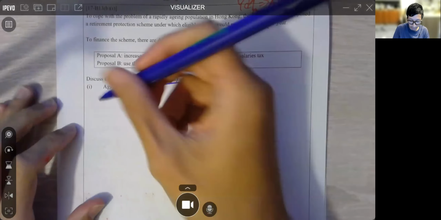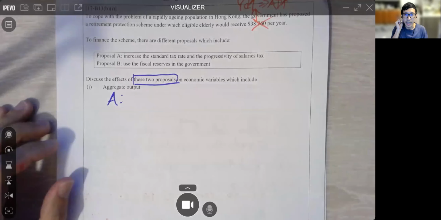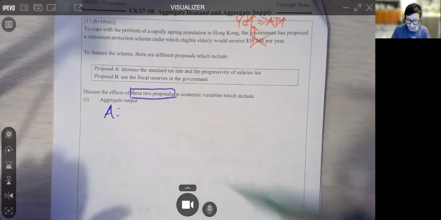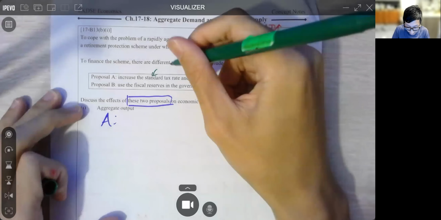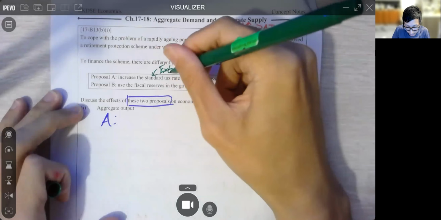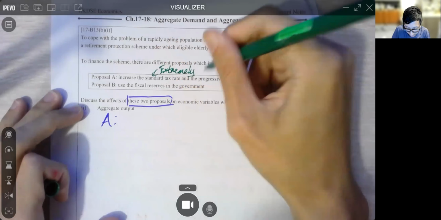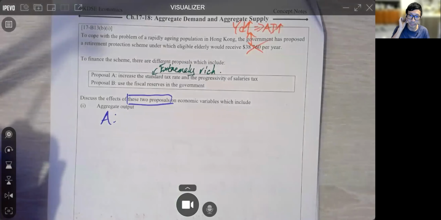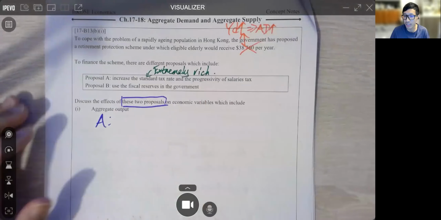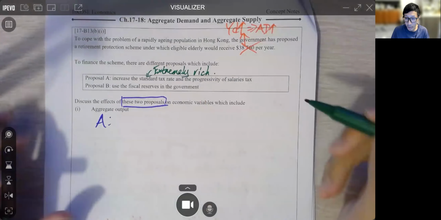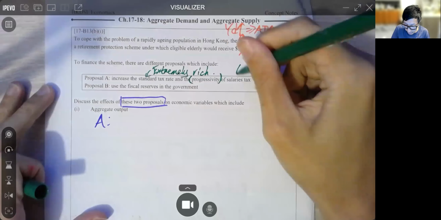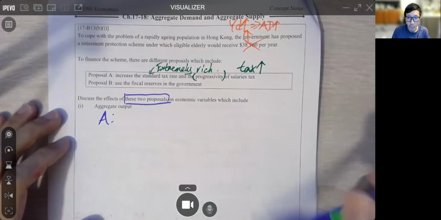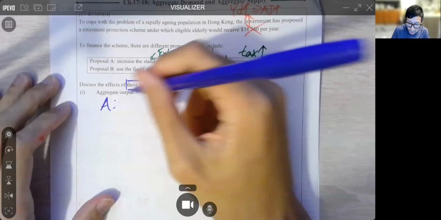Okay, so 我哋望望啦。Proposal A, if we increase the standard tax rate, 嗱，咩叫 standard tax rate？我哋未學到嘅。But basically, this is the tax rate for the extremely rich people. 最有錢嘅人先俾呢啲所謂 standard tax rate 嘅啫。Okay? And the progressivity of salary tax, 記唔記得啦？之前我話可以 skip 咗 progressivity. Basically, tax increases, 即係俾多咗税啦。Basically, okay? So let's see what are the effects.